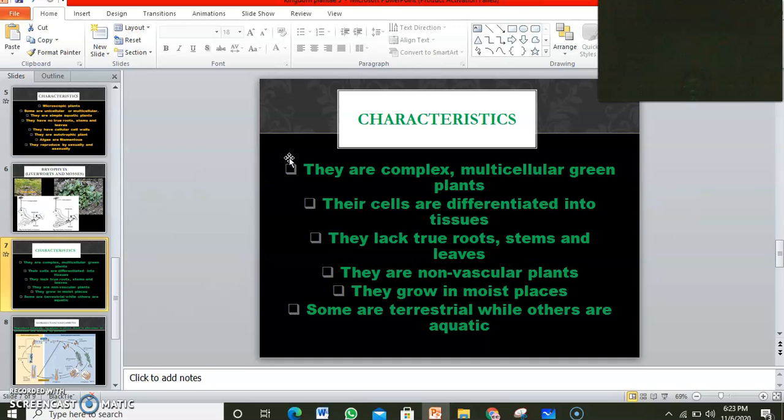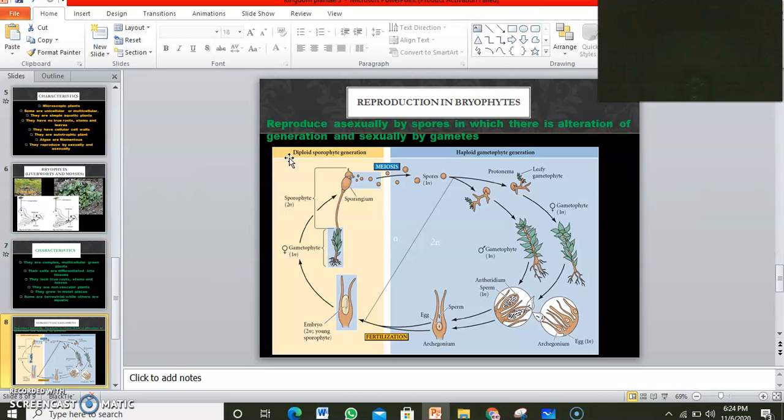They grow in moist places, as I told you. That's where you see them, in damp areas. So they are mostly terrestrial. You hardly see them inside water, but some of them can be found in water. But there is something I want us to note about this organism: their mode of reproduction. They can reproduce asexually by spores. They can also reproduce sexually using gametes or sex cells like sperm and egg.